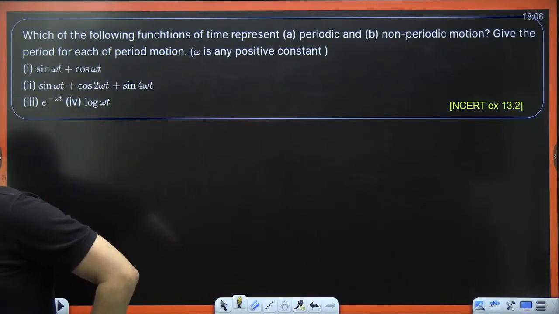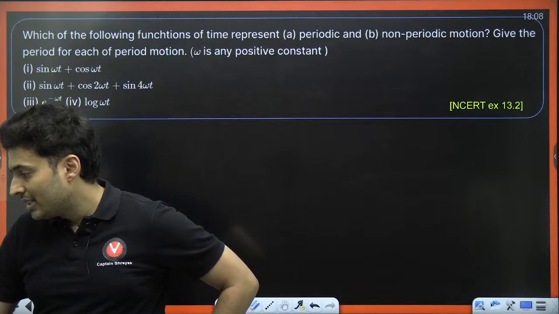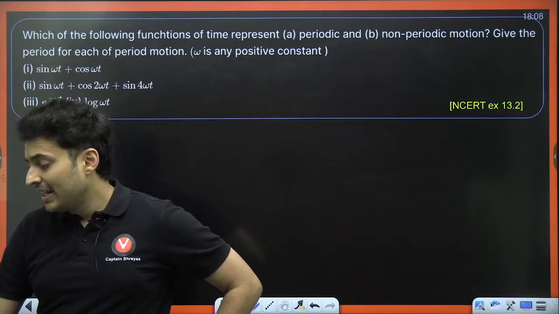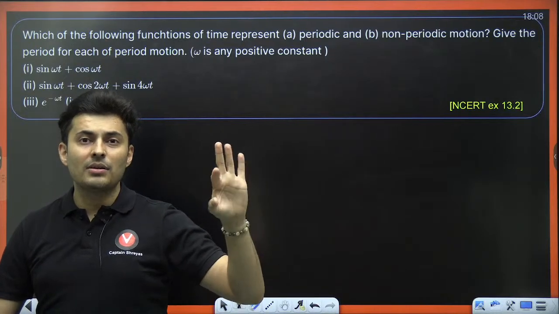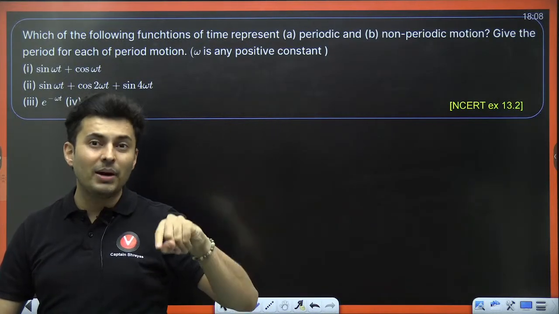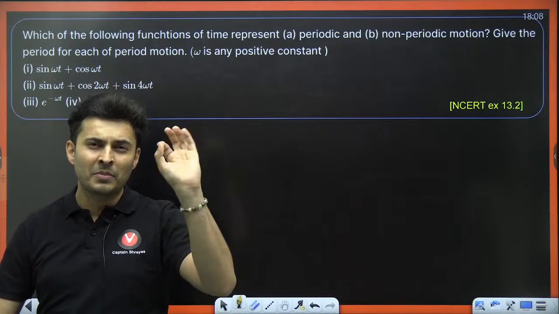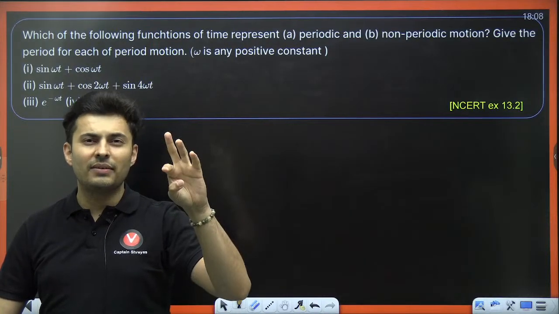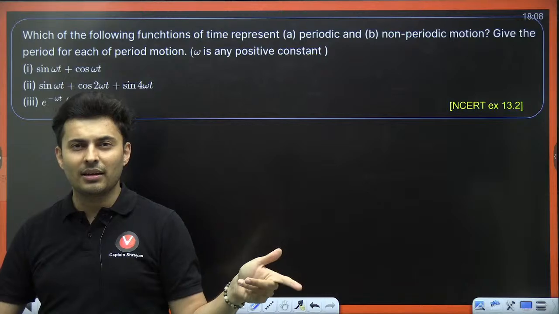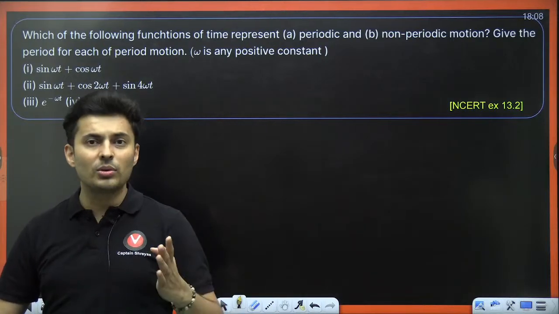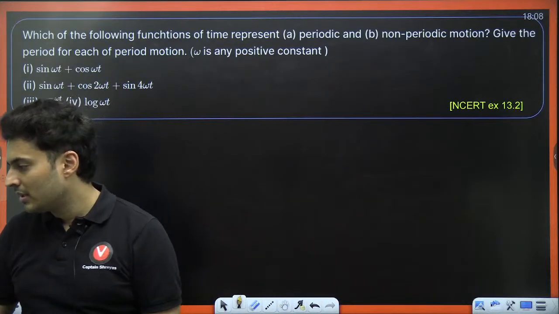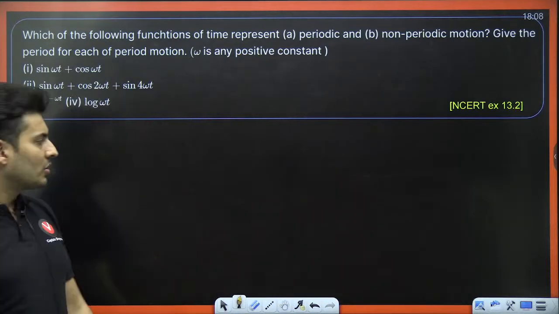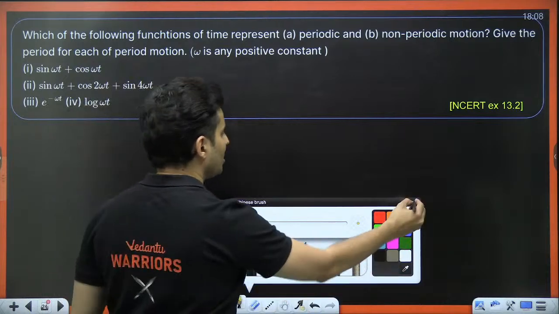Sine and cos are periodic. Not just periodic, it is also continuous. That means there is no gap in between. Tan, cot, etc. are periodic, but they are not continuous. That's the problem. At 90 degrees, 270 degrees, there is a discontinuity in the graph, which makes them unsuitable for representing real world scenarios. That is the problem. So my dear warriors, let's have a look at these questions.